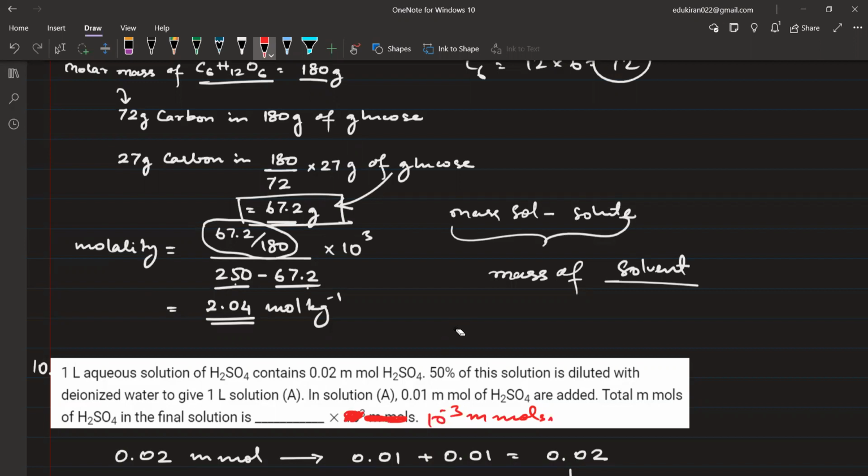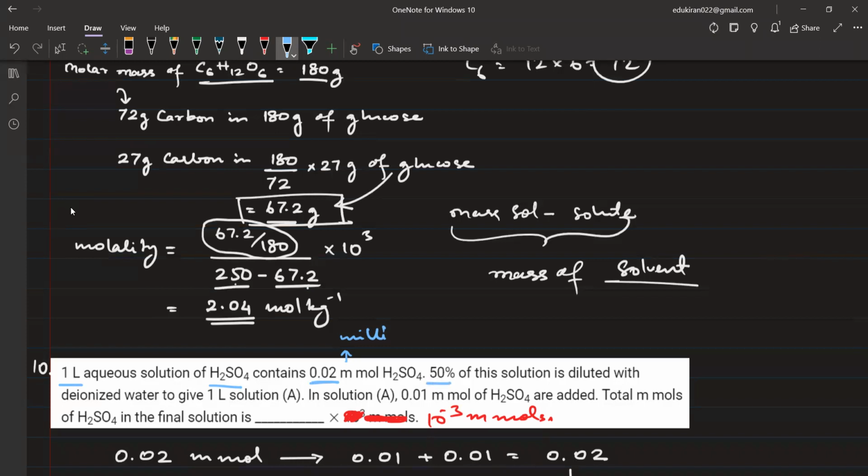See, 10th question is very easy. Try it. आराम से पढ़िए सवाल को. 1 liter aqueous solution of H2SO4 contains 0.02 millimoles. M क्या है ये? This is millimoles of H2SO4. 0.02 millimoles of H2SO4 is present.